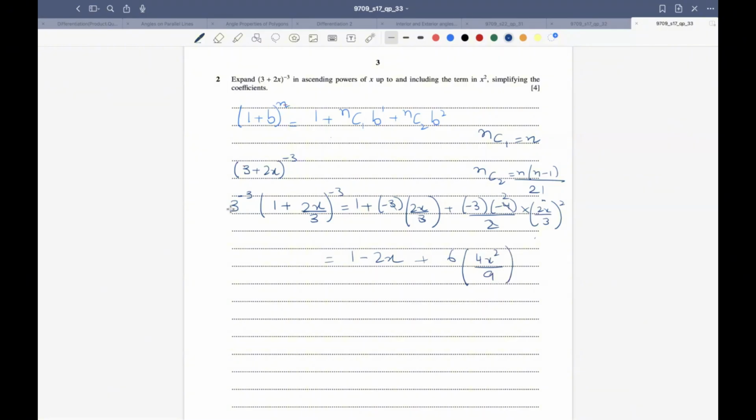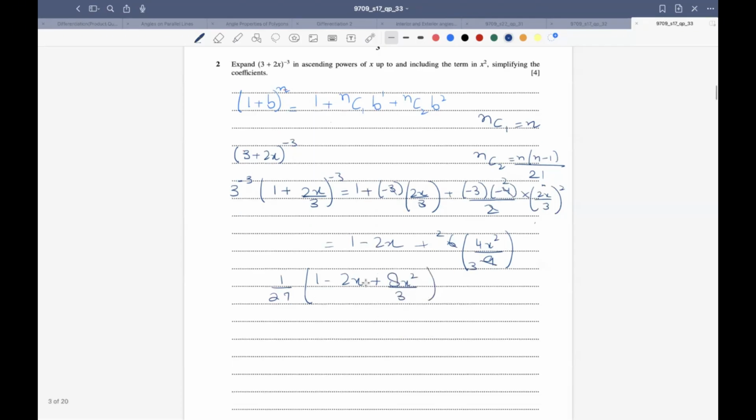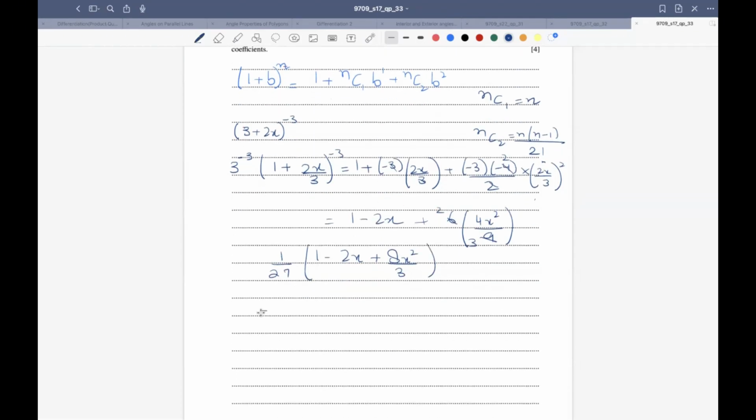And now we'll multiply this with 3 to the power of minus 3, which is 1 upon 27. So we have 1 upon 27 into (1 minus 2x plus), and we can simplify to write it as 3 times 2 and 3 times 3. So that is 8x squared upon 3. Multiplying it with 1 upon 27, the final answer will be 1 upon 27 minus 2 upon 27 x plus, 27 times 3 is 81, so that will become 8x squared upon 81.